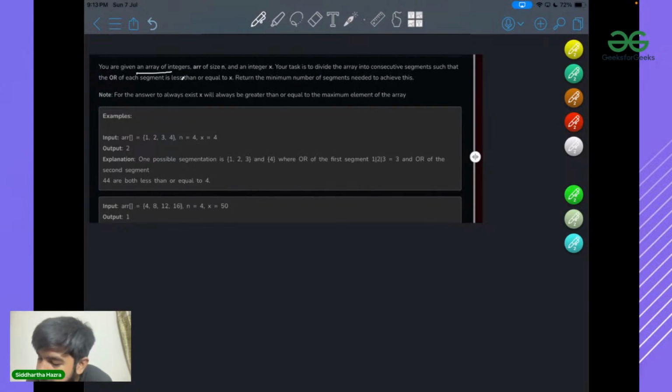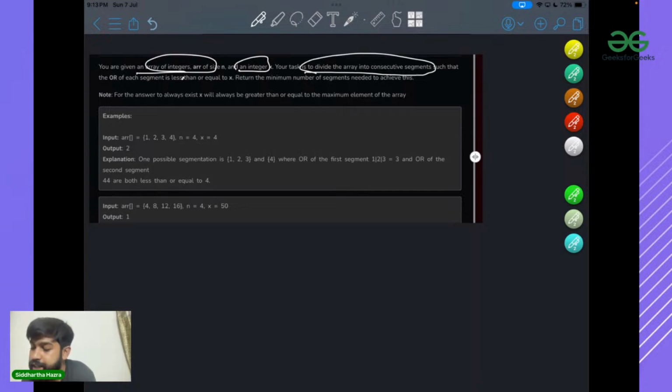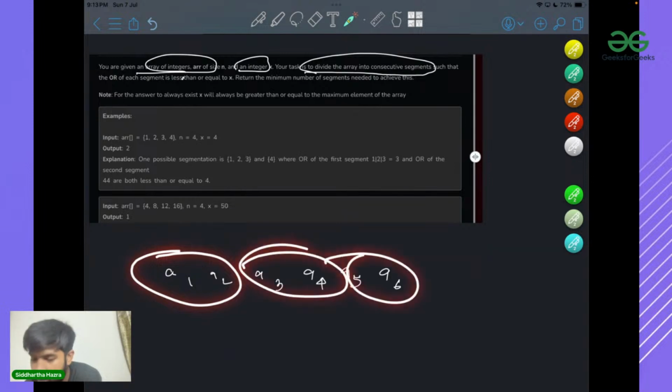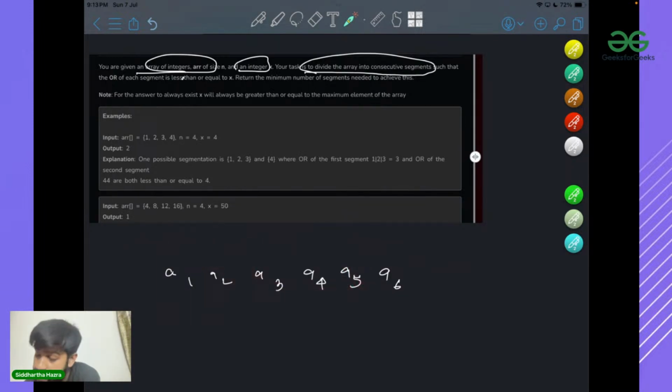Why? Because you are given an array of integers and an integer x. The task is to divide the array into contiguous segments. Contiguous segment means, like let's say this is a1, a2, a3, a4, a5, a6. Then we need to respect this segmentation and we need to keep up with the order. But one thing to note here is that equal length is not given.